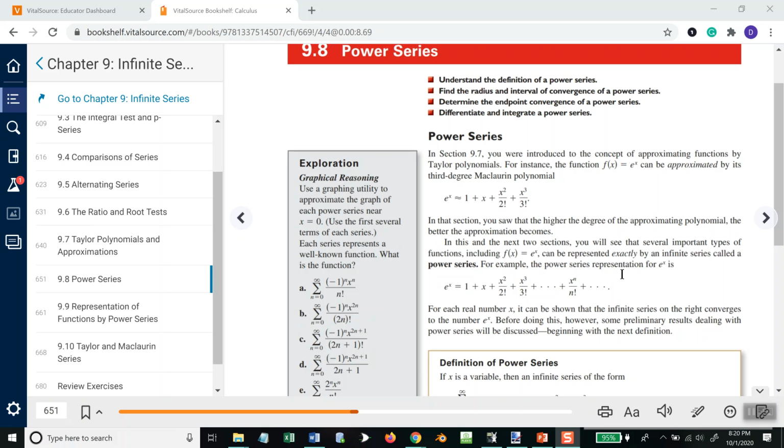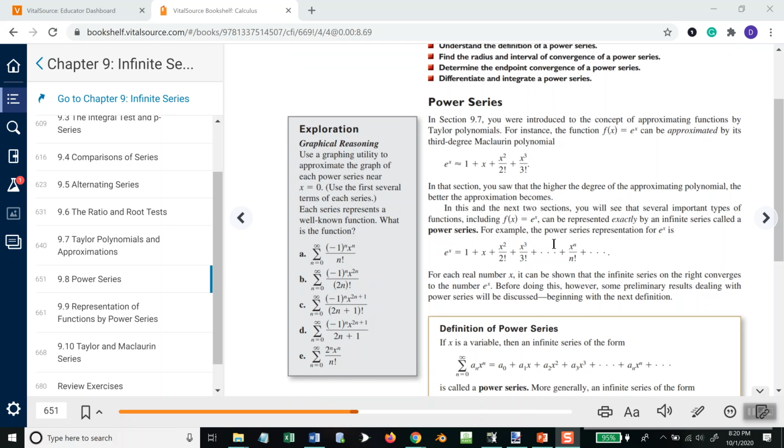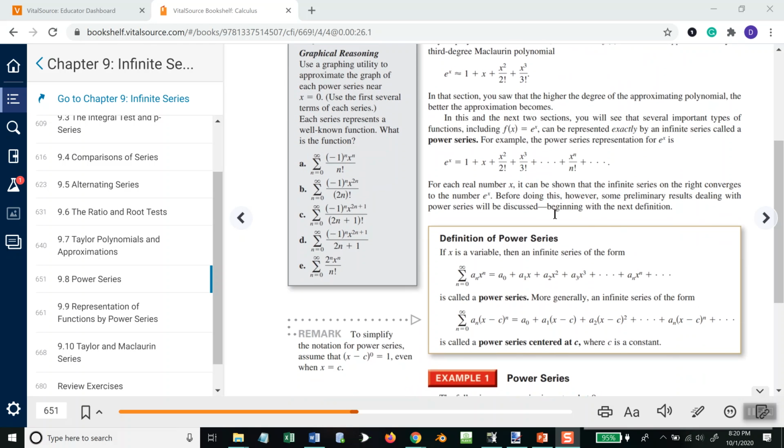For example, a power series representation for e to the x is given by e to the x equals 1 plus x plus x squared over 2 factorial plus x to the third over 3 factorial, all the way up to x to the n over n factorial. It says for each real number x, it can be shown that the infinite series on the right converges to the number e to the x. Before doing this, however, some preliminary results dealing with power series.